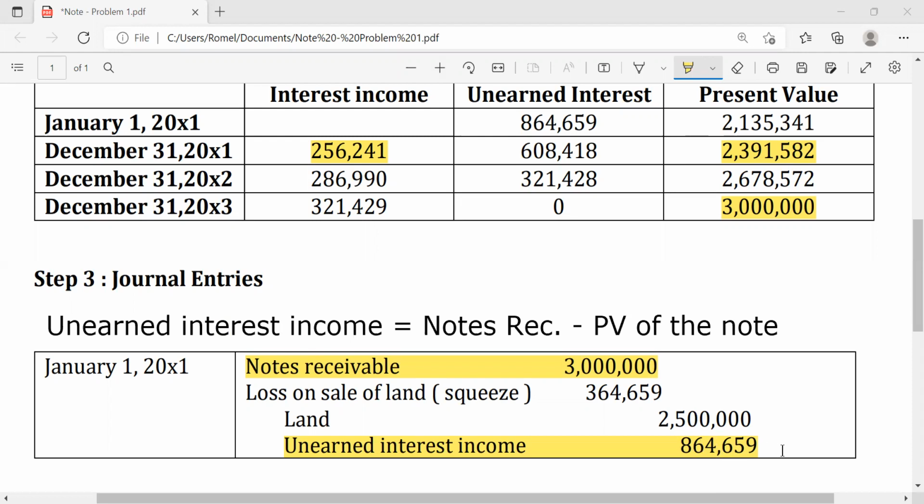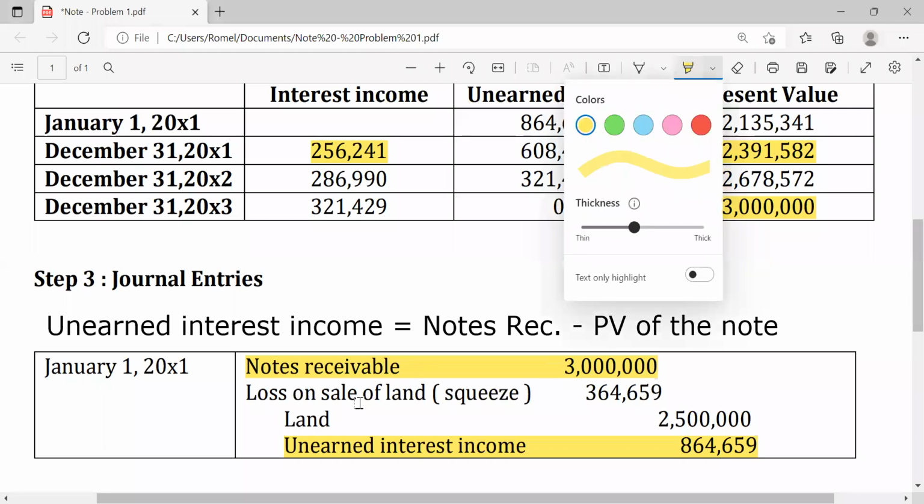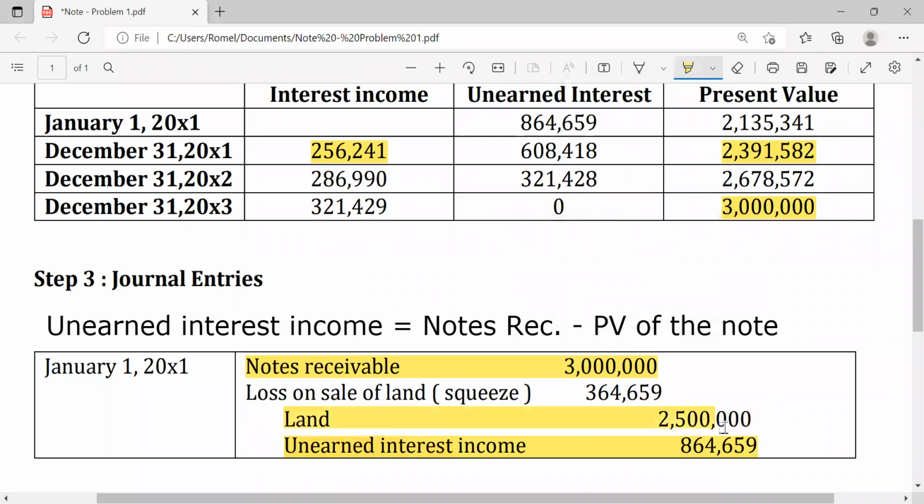As you can observe, nasa credit side siya. Bakit siya nasa credit? Kasi hindi mo pa na-earn. It's not yet earned eh. Hindi mo pa to na-earn, yung 864,659. We will also credit land. Since the cost of the land is 2.5 million, so we will also credit land 2,500,000 pesos.